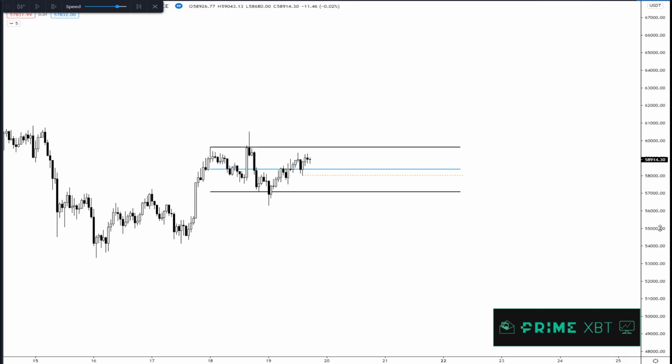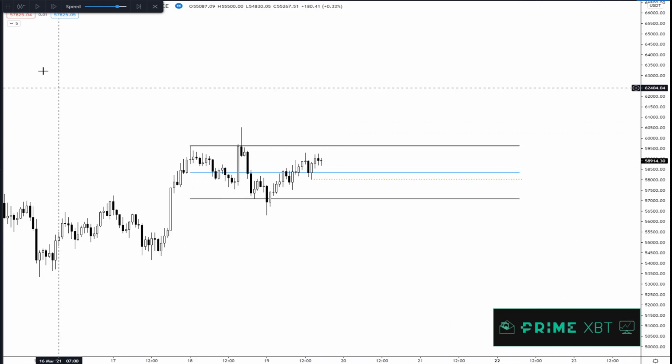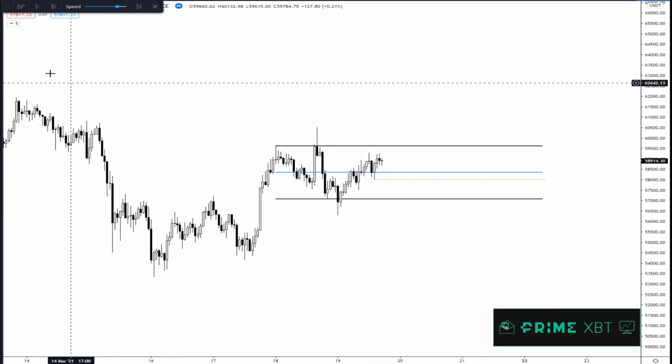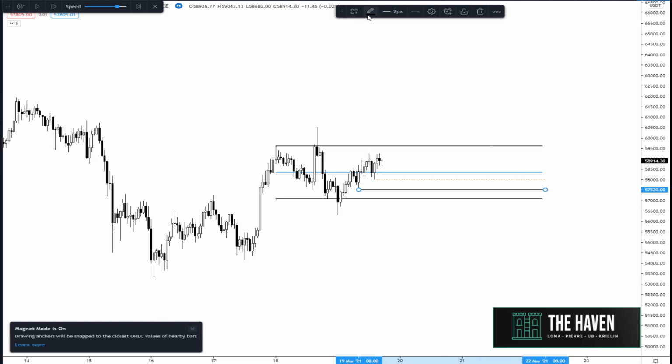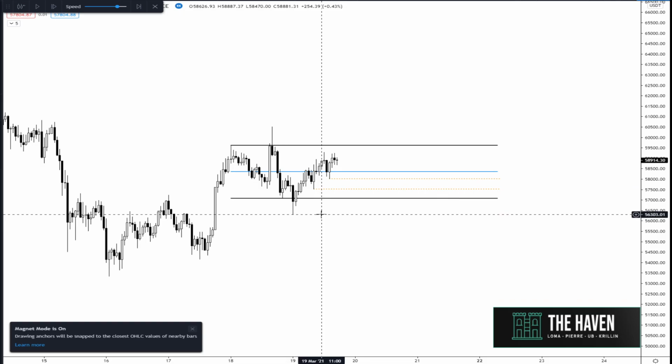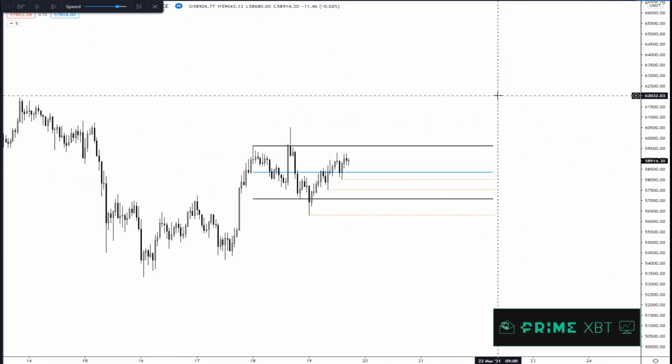So here we have a low set. I chose this area again because we had a decently strong bounce from it. I could have also highlighted this area. I could have also highlighted this low right here as well. I'll just do that for educational purposes.